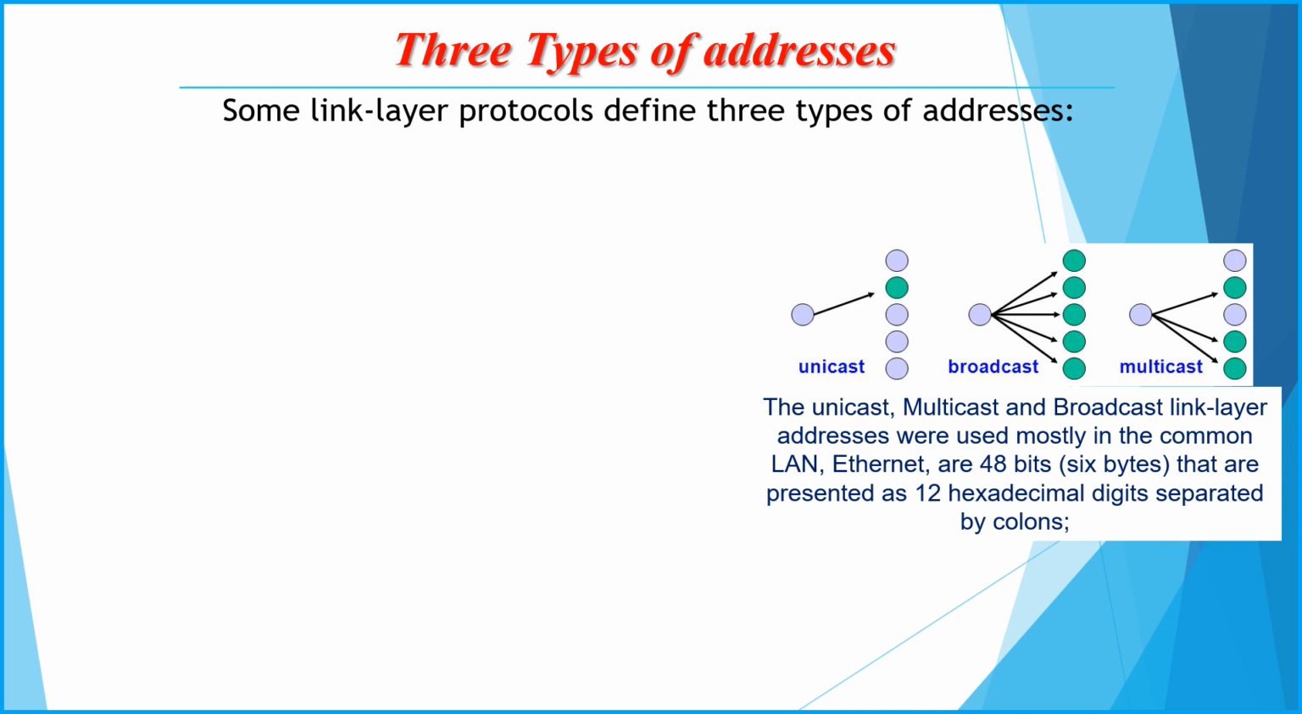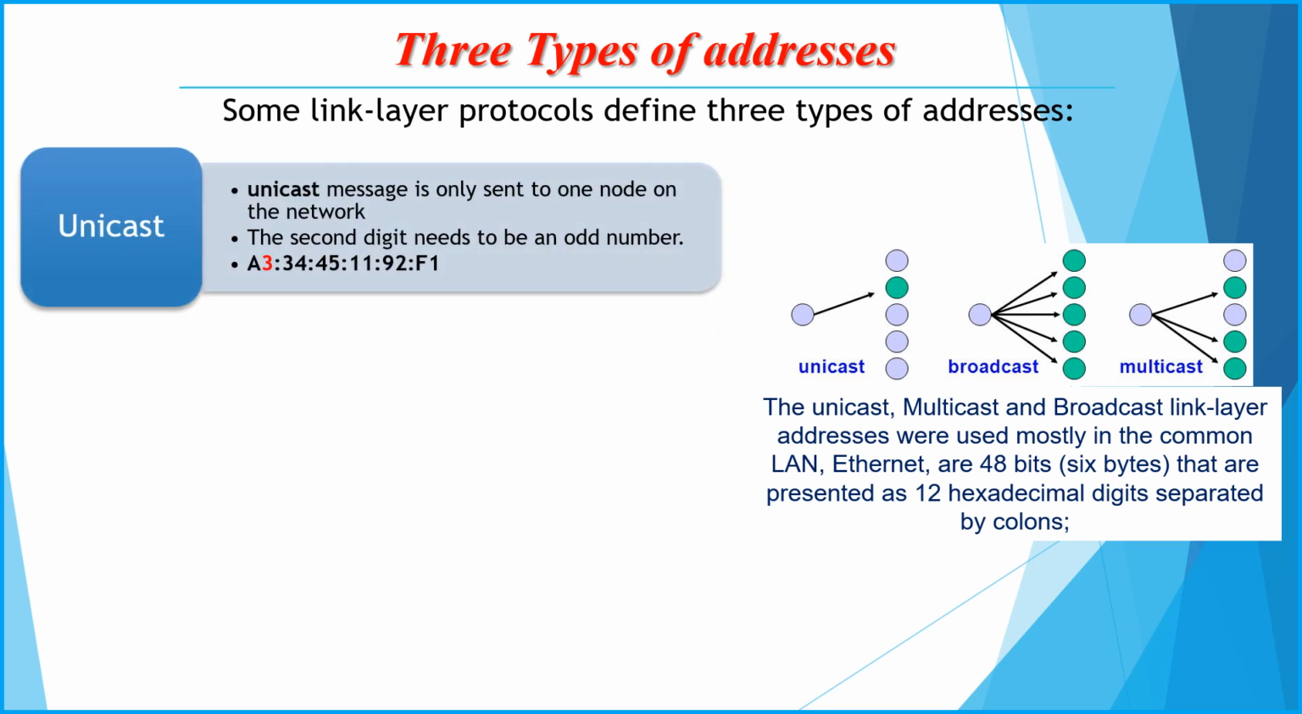A unicast message is only sent to one node on the particular network. The second digit needs to be an odd number. To differentiate it from the unicast and multicast, the unicast should have a second digit as an odd number.